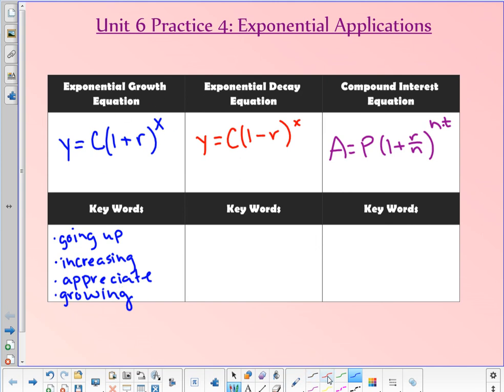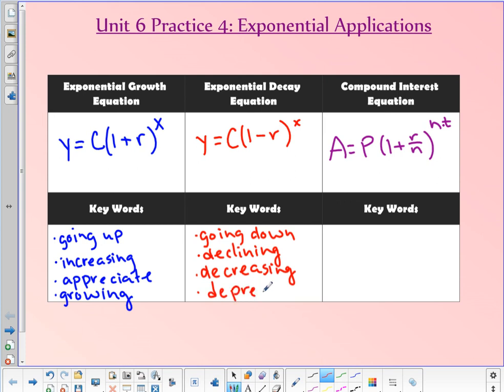When I'm looking at questions that say things like going down, or declining, or decreasing, or depreciating, depreciate, just depreciate, there we go. All of those words suggest to me that I need to use the exponential decay equation. I need to set up an equation that looks like this when I see any of these phrases.